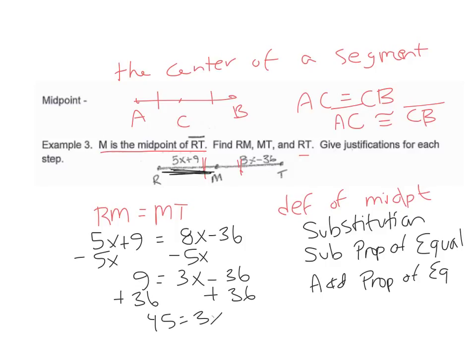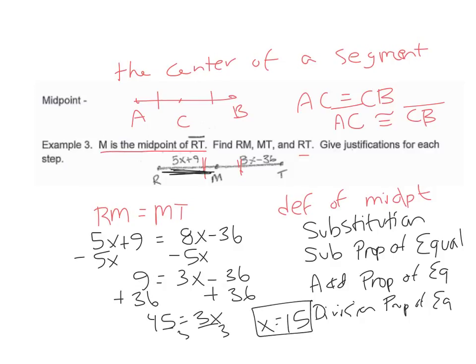I'm running out of room. So to solve for x, I divide by 3. That's called the division property of equality because I did it to both sides. So x equals 15.